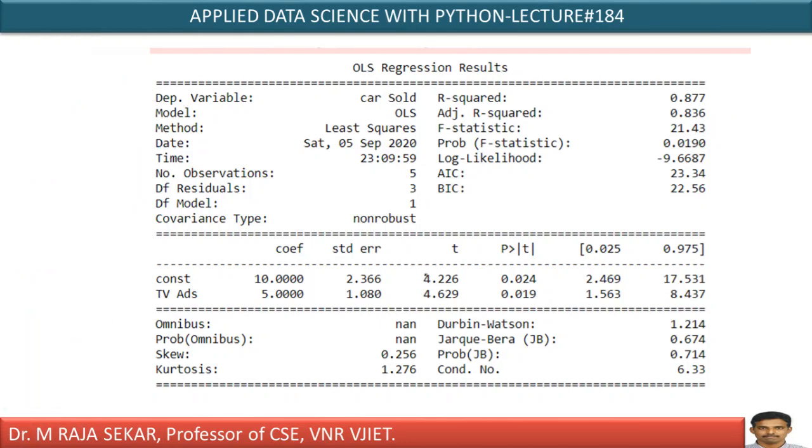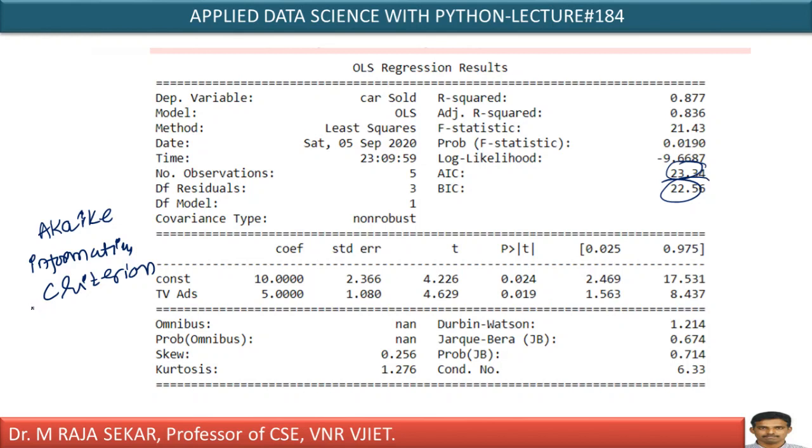There is another one, something like AIC value. These are AIC and BIC values. What are these? AIC means Akaike Information Criterion. The Akaike information criterion is an estimator of in-sample prediction error, and thereby it gives the relative quality of statistical models for a given set of data.